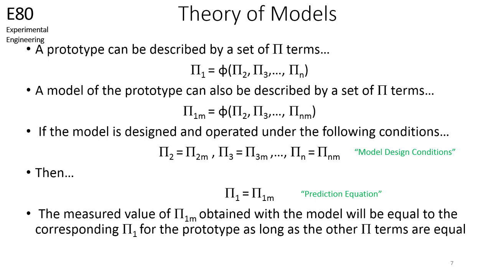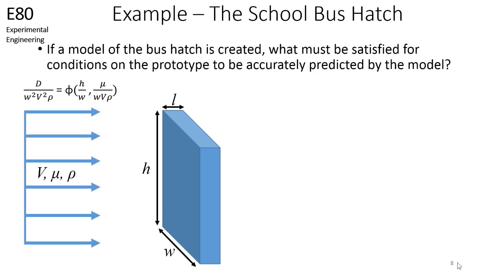Now, this may not be clear to some of you at the moment, but let's go over a simple example with a relatively straightforward geometry. Let's revisit the square bus hatch. Suppose we wanted to predict the behavior of the large bus hatch with a smaller model of it. In a previous video, we obtained the pi terms for this bus hatch, which are shown here.